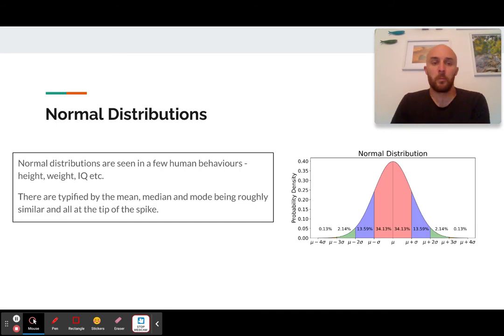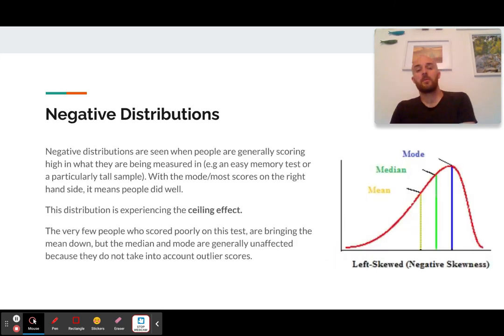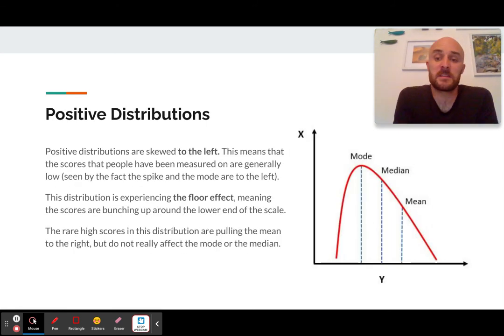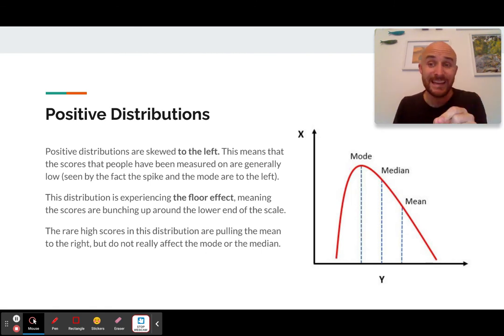Now, chances are you're not going to get normal distributions, because you're not looking at height, weight, or IQ. What you're probably going to get is either a positive or a negative distribution. A positive distribution is when the distribution is skewed to the left. It means that generally people have not scored highly on whatever it is you are scoring them on.